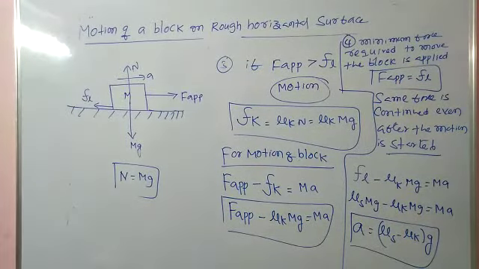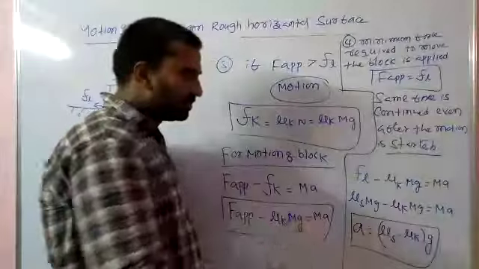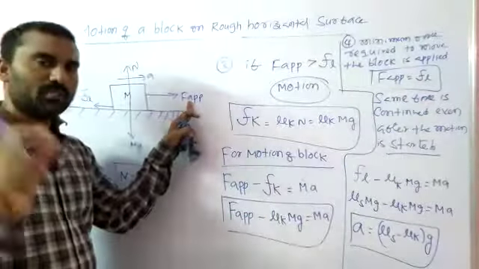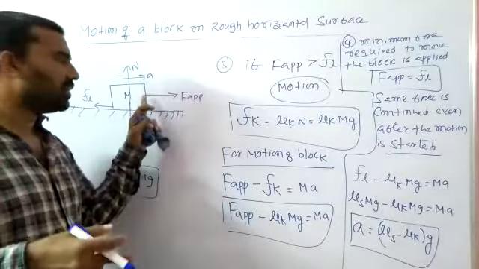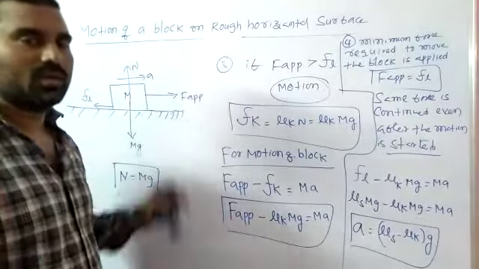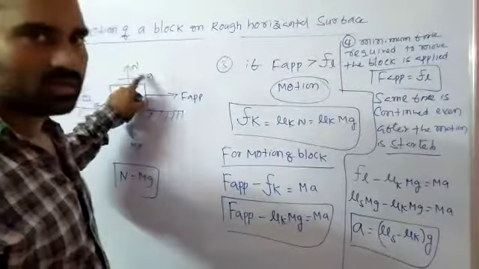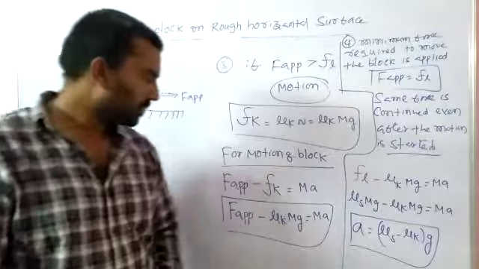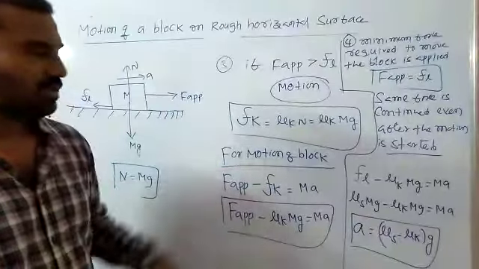We have problems in our material under this formula. The minimum force needed to move the block is applied, and the same force continued even after the motion started. In that concept, what is the acceleration of this block? The block acceleration a is equal to mu s minus mu k into g. So this is the concept.